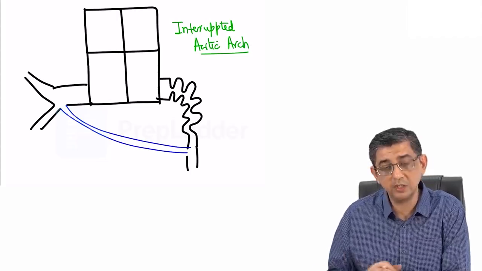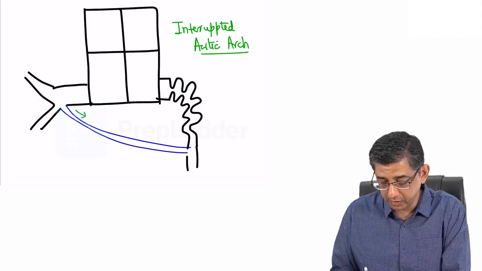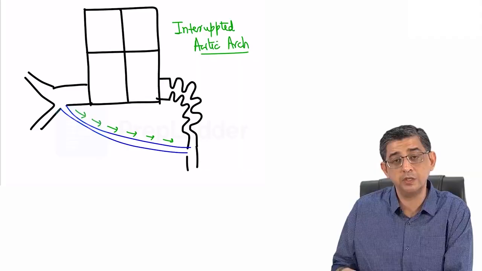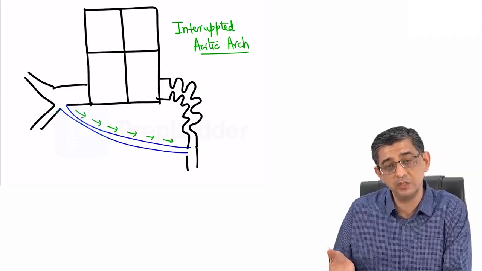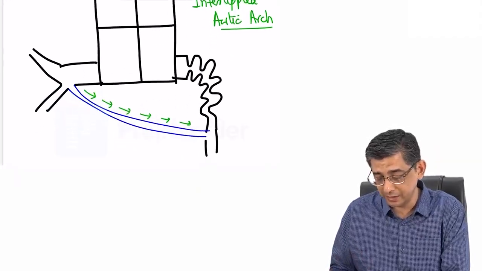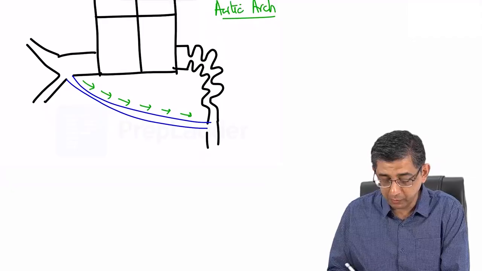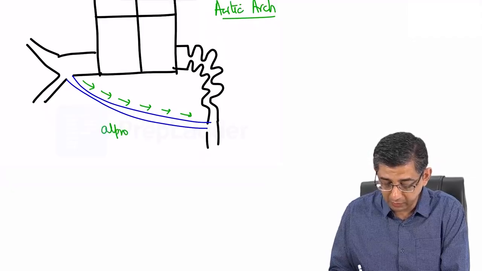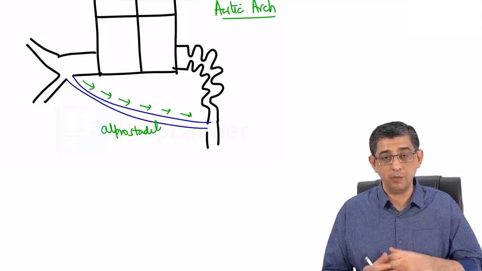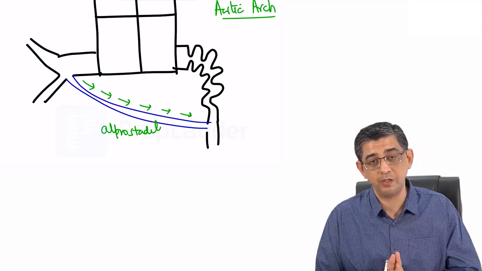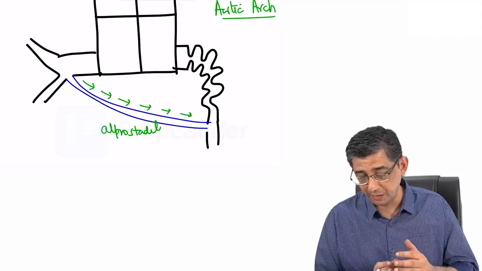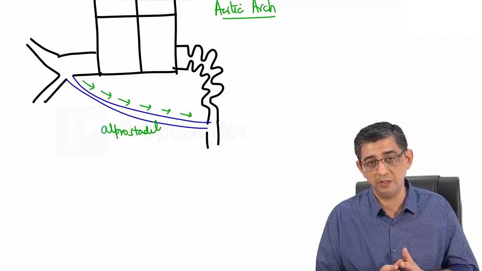If I keep this ductus open, then at least some pulmonary artery blood will be able to flow to the aorta side. The aortic pressure will be less because hardly any blood is going across this interrupted aortic arch. So the end result is that if the ductus is kept open using alprostadil, the survival of this child can definitely be ensured. So I have described a problem in the left side of the heart where alprostadil is useful. This is another example of ductal dependent systemic circulation.